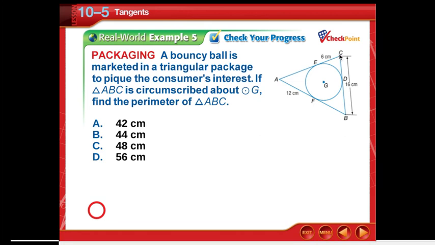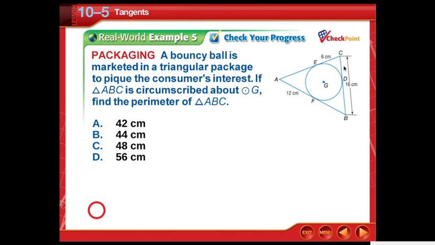So let's back up here. So this is 6, and this is 6. And then that makes 16 minus 6, 10. And that makes this 10. And if this is 12, then A to E is also 12. So we have a 6, another 6, a 10, another 10, and 2 12s. So 6 plus 6 is 12, and 10 plus 10 is 20, and 12 plus 12 is 24. And we add those together, and we get 56. So the answer is D, the perimeter of the triangle.